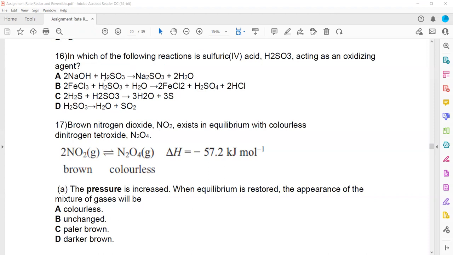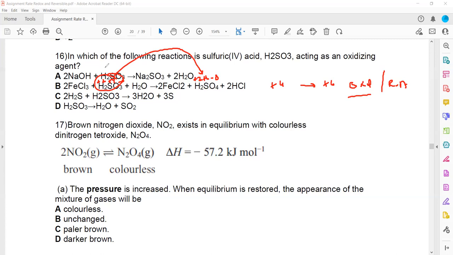When we check here H2SO3, each hydrogen is +1, oxygen -6, so sulfur is +4. But what about H2SO4? +2, -8, then sulfur should be +6. So +4 becomes +6. If +4 becomes +6, it means oxidation happened for sulfur. If oxidation happened for sulfur, it means it is acting like a reducing agent. So in this case, H2SO3 is acting like a reducing agent as oxidation happened.